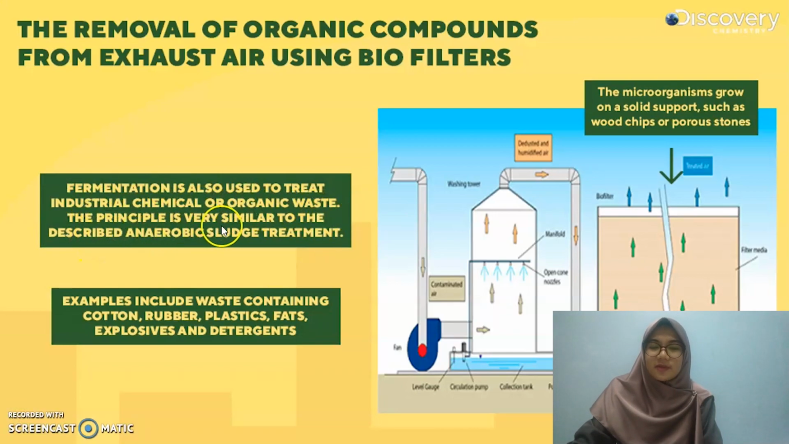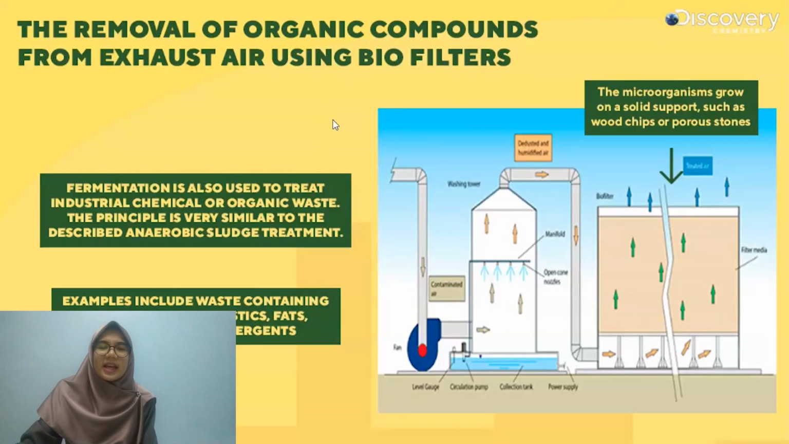The principle is very similar to the described anaerobic sludge treatment. Examples include waste containing cotton, rubber, plastic, fats, explosives, and detergents. Another example of the application of fermentation is the removal of organic compounds from exhaust air using a biofilter. Here is a diagram of the biofilter.